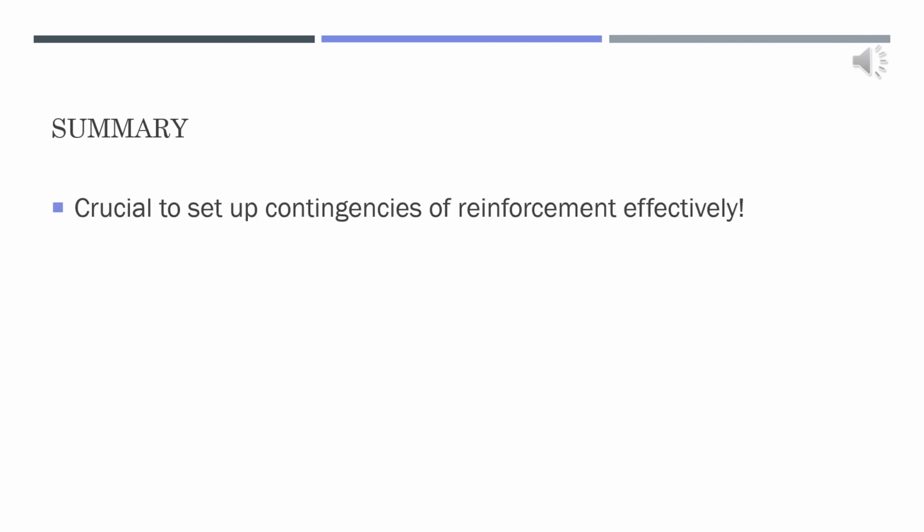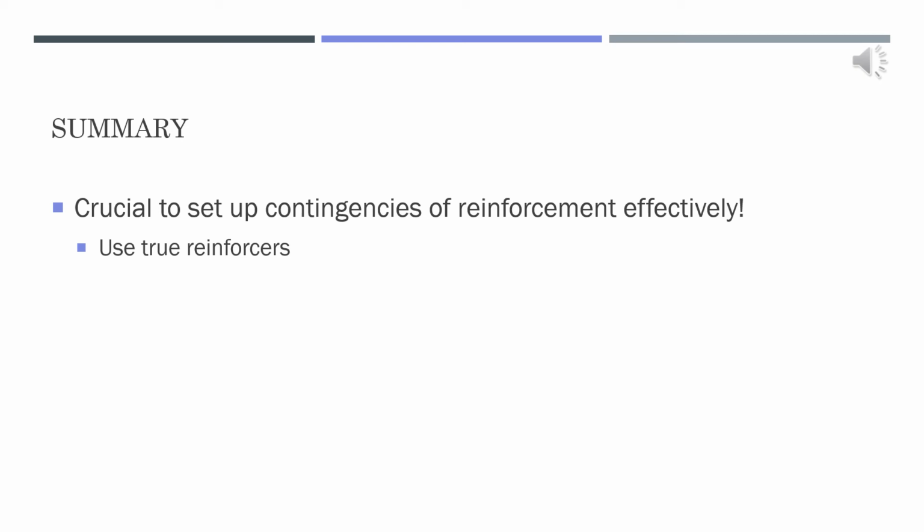Here is a summary of the information discussed in this video. It is crucial to set up contingencies of reinforcement effectively. This involves using true reinforcers. If you are using an item, edible, or activity that the client does not find reinforcing, learning will not occur.